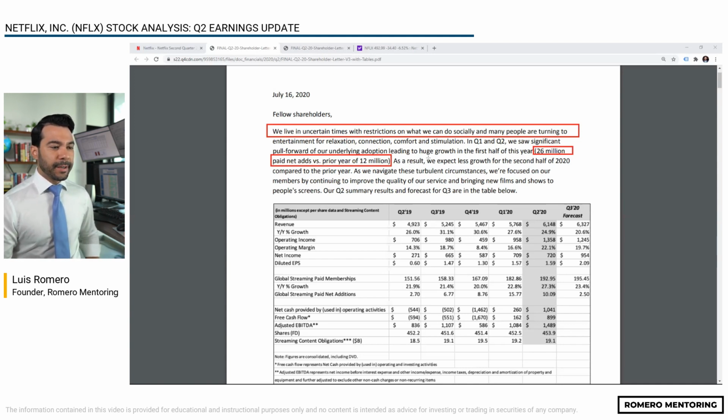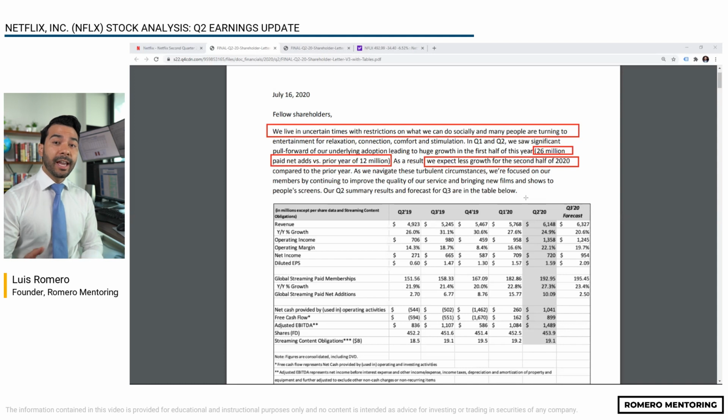As a result, we expect, this is important, this is forward-looking now. As a result, we expect less growth for the second half of 2020 compared to the prior year. As we navigate these turbulent circumstances, we're focused on our members by continuing to improve the quality of service, new film shows. Okay, so here they're giving us forecasts of what's going to happen in the second half of this year.